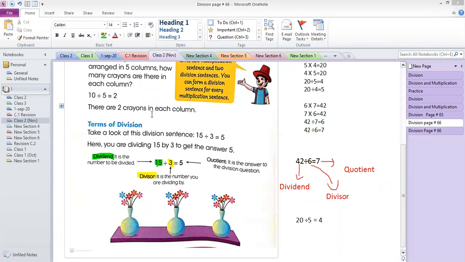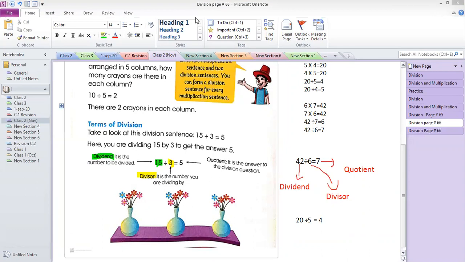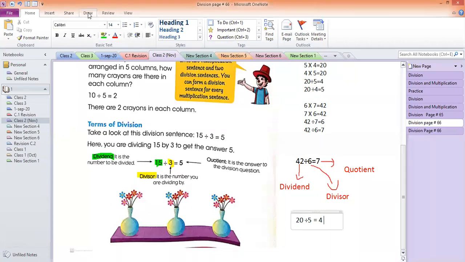Listen to my question carefully. In this division sentence, tell me which number is a dividend. That means which number has to be divided. Okay? 20 divided by 5 equals 4. Which number is a dividend here? Yes, 20. Very good. The answer is 20. So 20 is the dividend here.